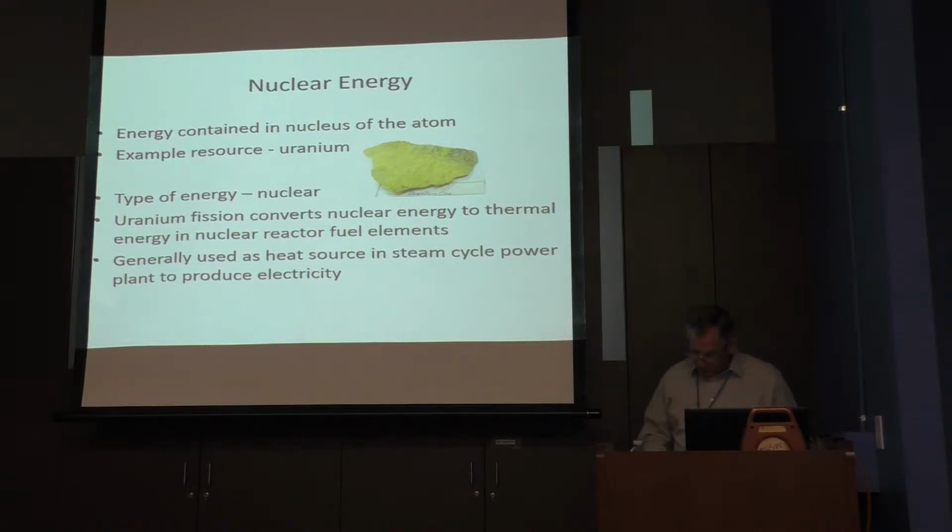Nuclear energy has been used almost exclusively as a heat source for a steam cycle power plant to produce electricity. And nuclear energy accounts for about 19% of the electricity in the U.S. electrical grid.